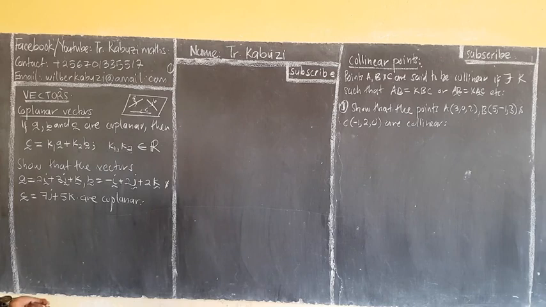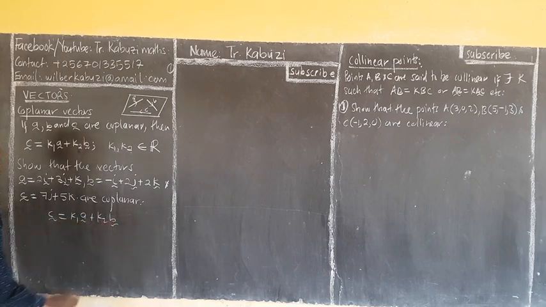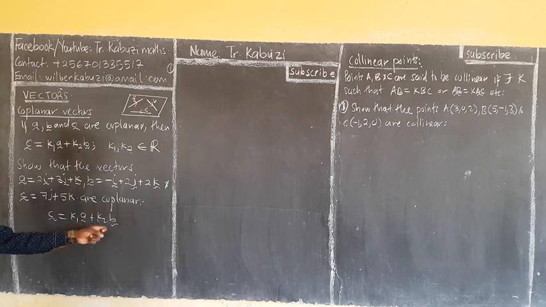It means that there exist two constants, K1 and K2, such that C is equal to K1 of A plus K2 of B. It can be A equal to K1 C plus K2 B, or B equal to K1 A plus K2 C. Sorry, you can mark it interchangeably.